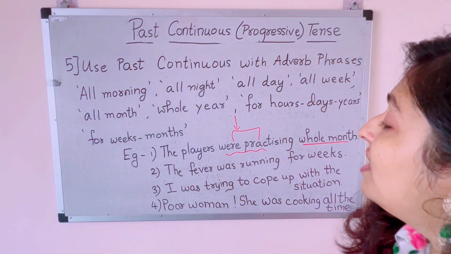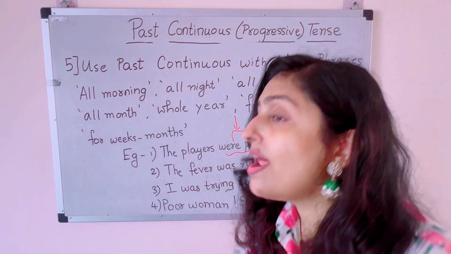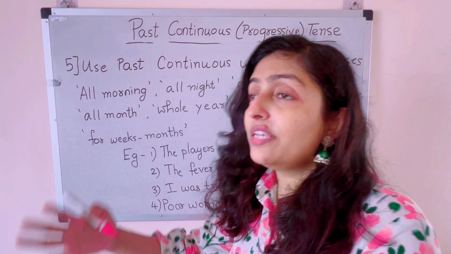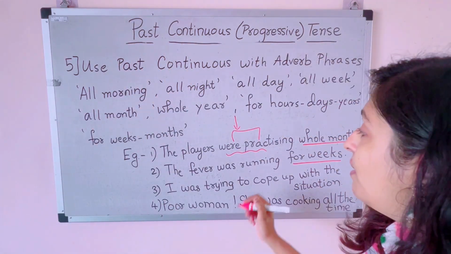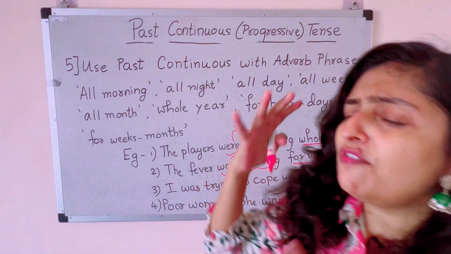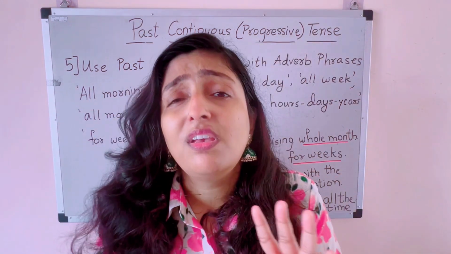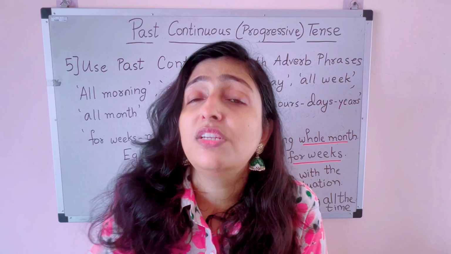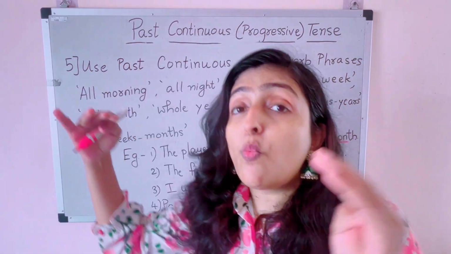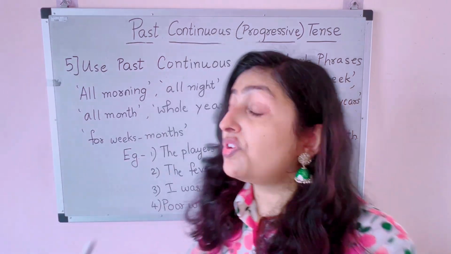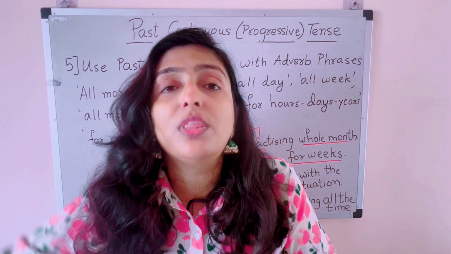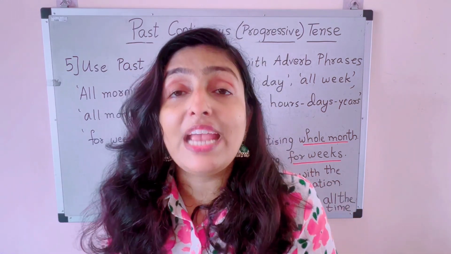Second example: the fever was running for weeks. For weeks is the adverb phrase here, and this is in past continuous tense. The fever was running for weeks. I was not at all able to attend the convention or the meeting because it was running for weeks. Did you understand what is emphasized here? The ongoing action. I was suffering for weeks with the fever and that's why I could not attend.